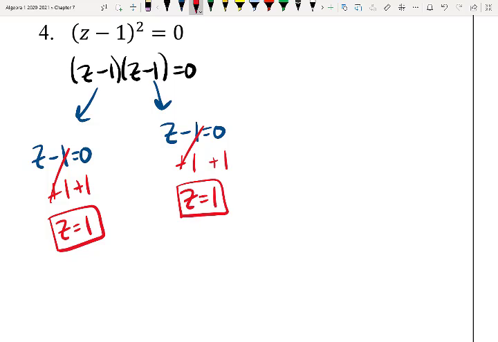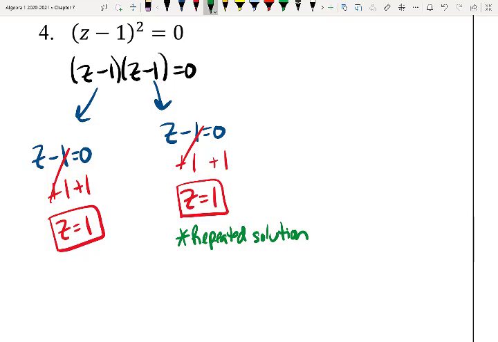If that is the case, you don't necessarily have to list them twice. You can just list it once. Z equals 1 is my only possible solution. This is something we'll see more so in Algebra 2. It's not really an Algebra 1 idea. But here, positive 1 is what we would call a repeated solution.